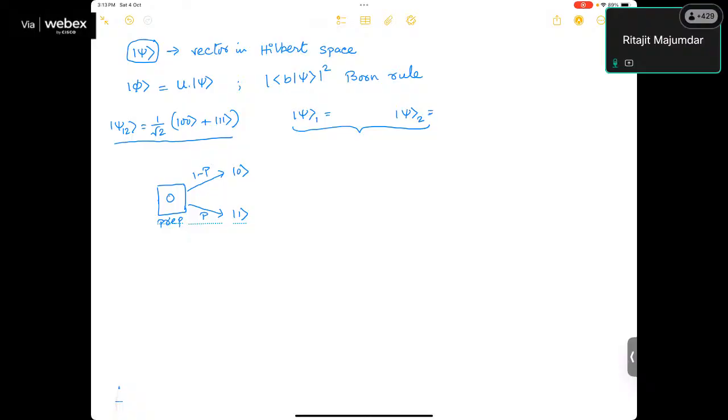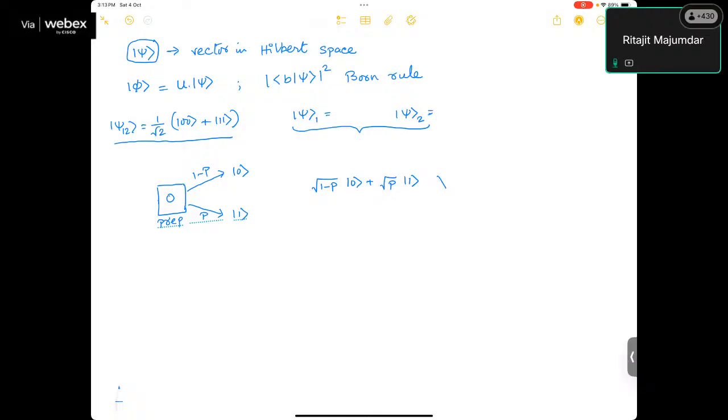Now the question here is, there is no entanglement, nothing. It's a very simple scenario. How do we mathematically represent this? If we say that the mathematical representation of this is, say, square root of 1 minus p times 0 plus square root of p times 1.